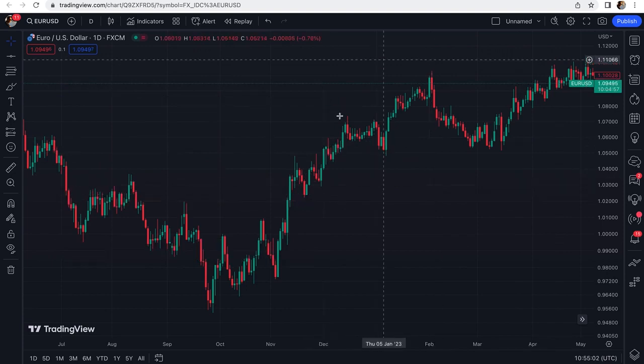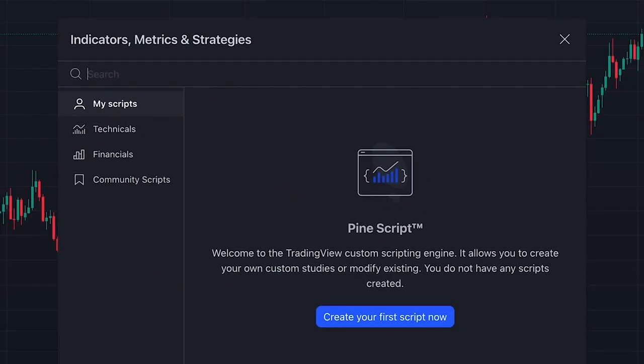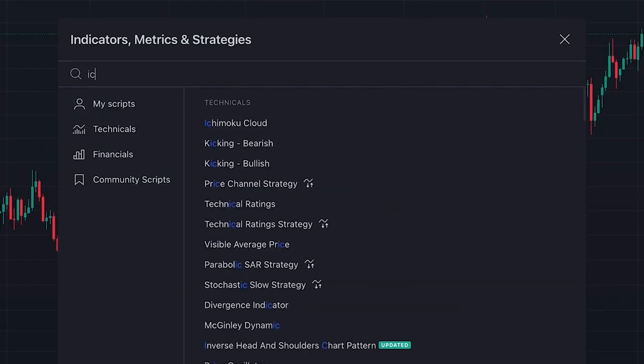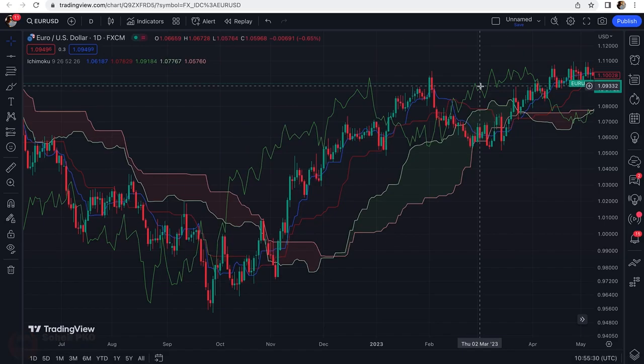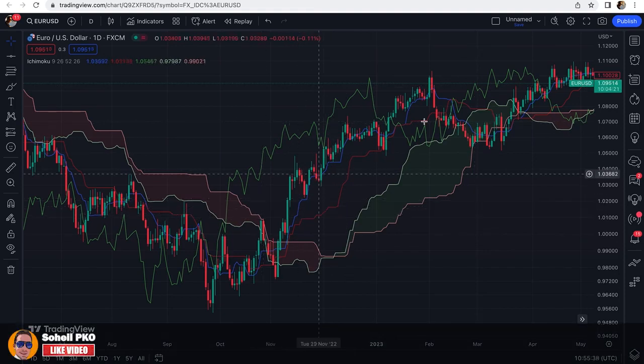To add this wonderful indicator to our chart, here we click on indicators and we search Ichimoku Cloud, this one, which is a built-in indicator on the TradingView platform. Alright, this is the indicator, and as you can see, it's overlaid on the price chart.